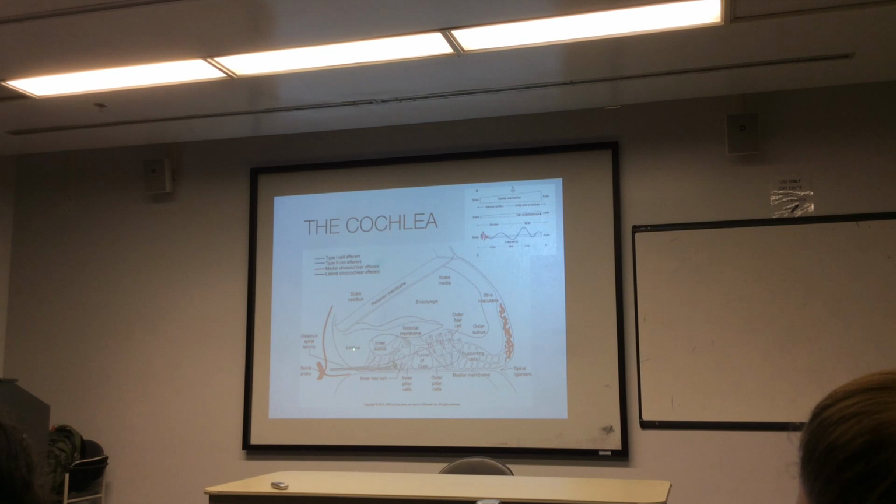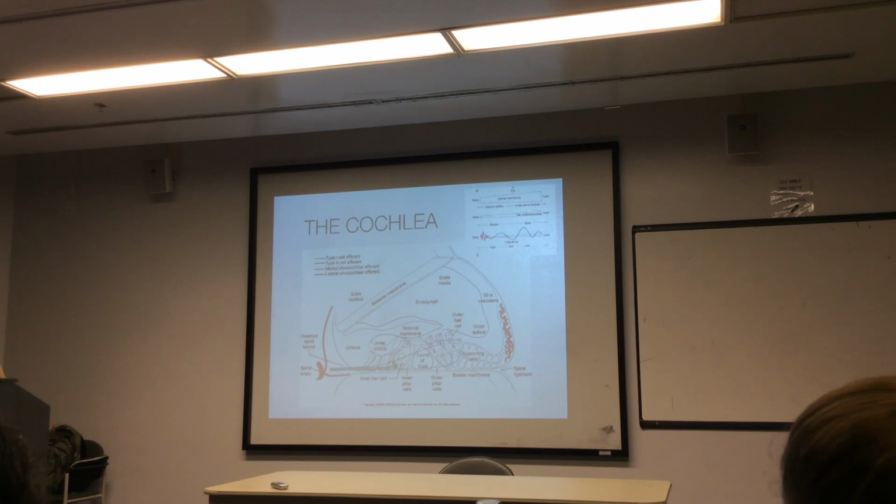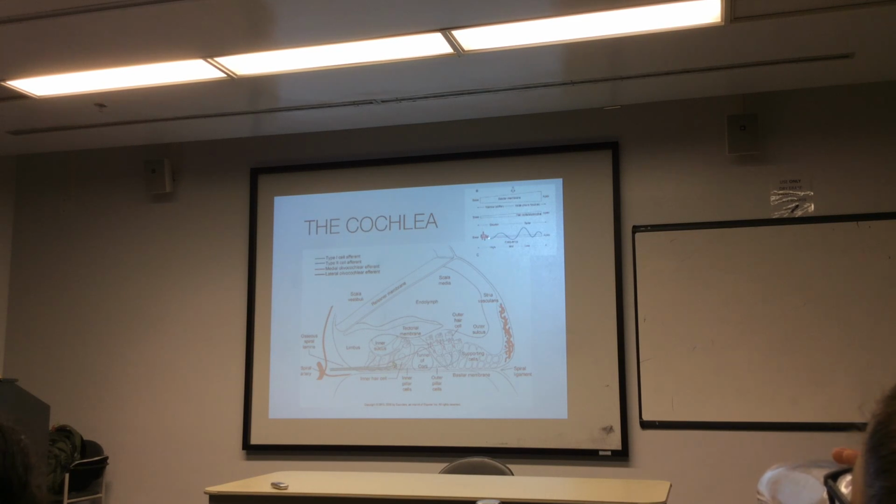Within the scala media, we're going to have the organ of Corti. It's going to be composed of inner hair cells and outer hair cells, which are separated by the tunnel of Corti, and they're going to sit on what's known as the basilar membrane. If you take a look up here, the basilar membrane is going to be narrower at its base and wider at its apex. Essentially, when these vibrations come into this area, they allow this basilar membrane to move, and as it moves, it's going to correspond to particular frequencies. It will move optimally at high frequencies towards the base, and the apex will move optimally when you have lower frequencies.